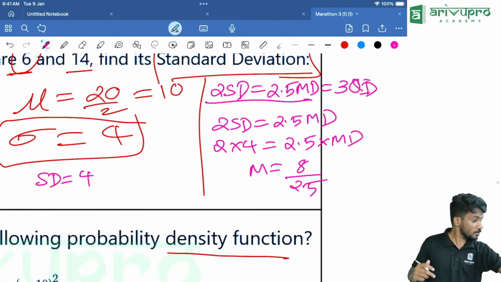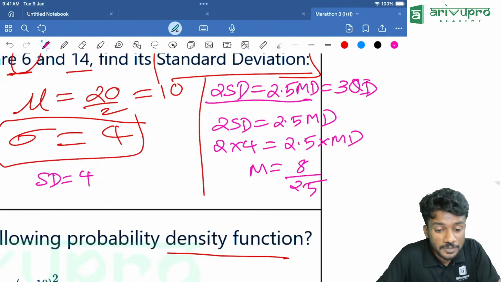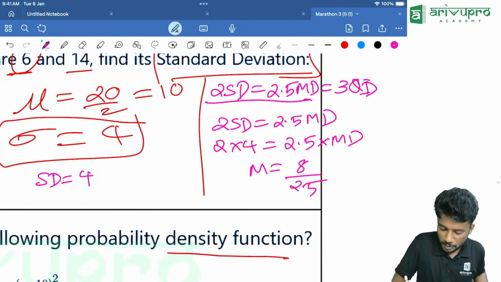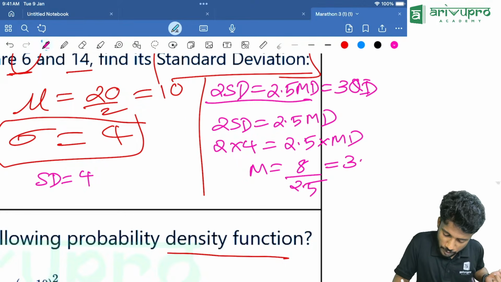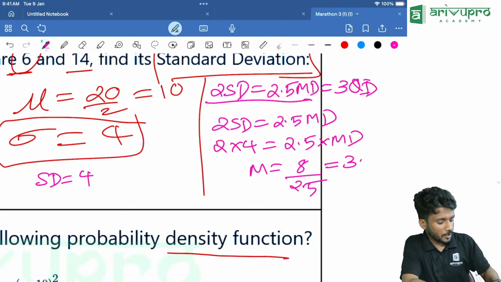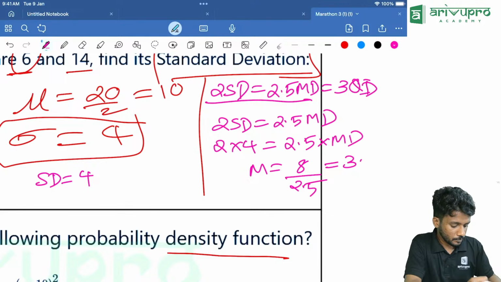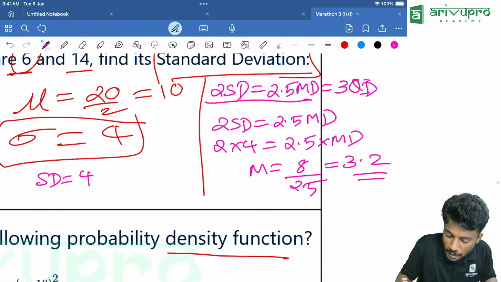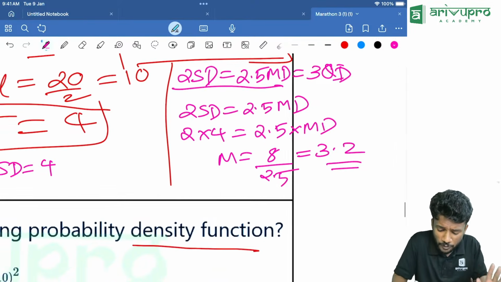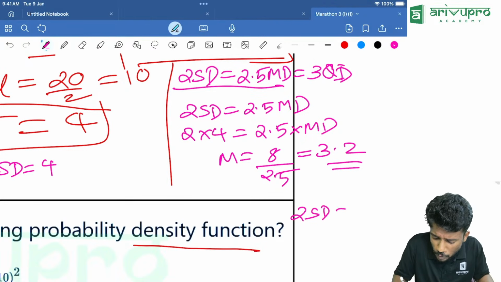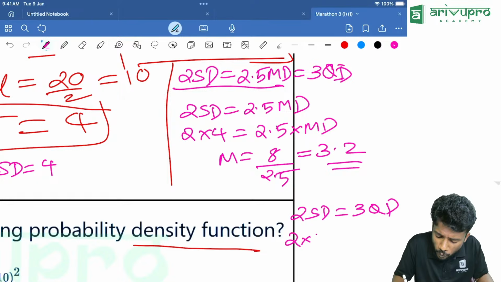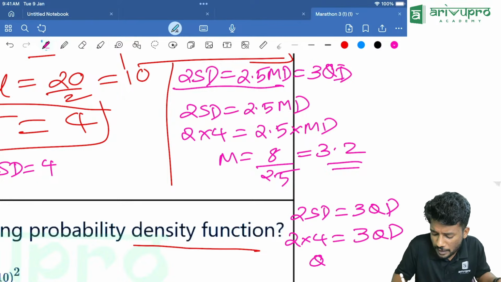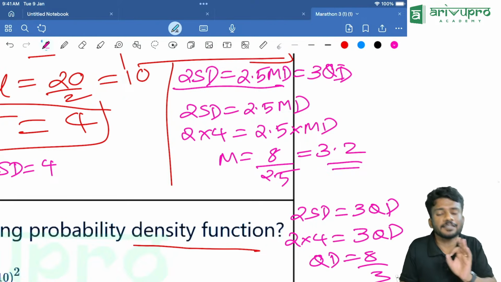Where is my calculator? How much is 8 divided by 2.5? Which is equal to 3.2. Yes, 3.2 is your answer. Similarly, if they are asking for quartile deviation, what will you do? We will take 2SD is equal to 3 QD. From that, 2 into 4 is equal to 3 QD. You can find the value of QD is equal to 8 by 3. This is the method.